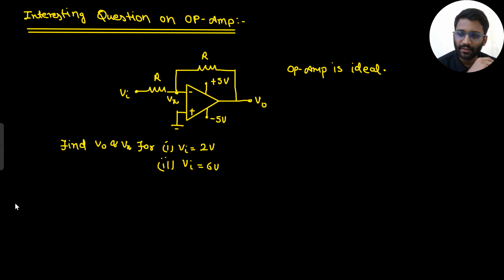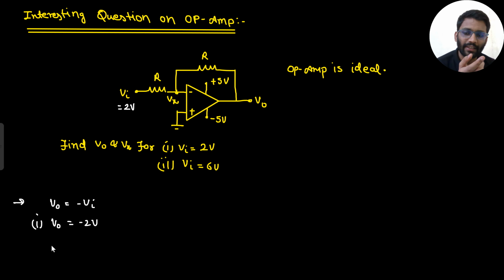So when Vin is 2 volt, what will happen? What will be the output? Output is simply V0 equals minus Vin. So when Vin is 2 volt, the output will be minus 2 volt. And what will be the Vx value? Vx value will always be 0 volt. Why so? Because virtual short is valid.